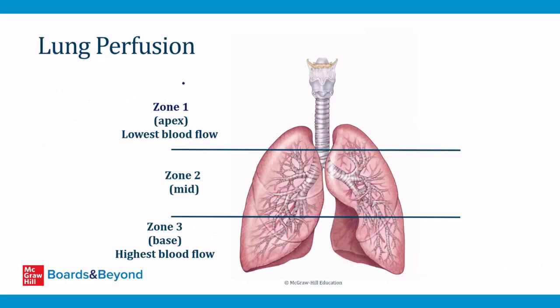So here's a drawing of the three zones of the lung in terms of lung perfusion. Zone 1 is at the apex. This is the area that gets the lowest blood flow. Zone 2 is in the middle, and then zone 3 is the base. That's the portion of the lung that gets the highest amount of blood flow.